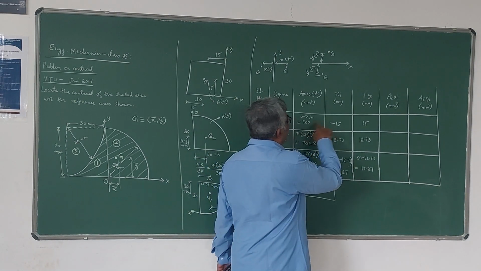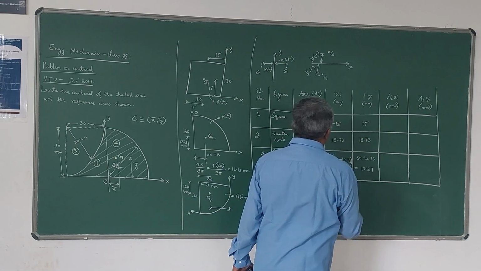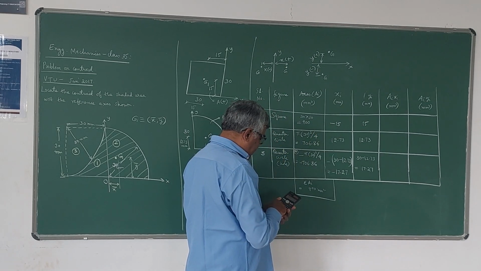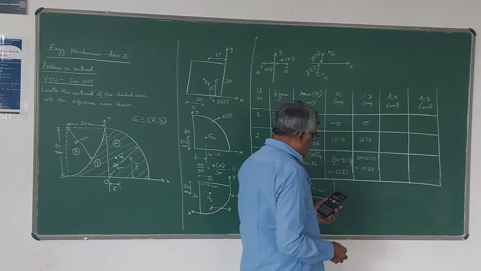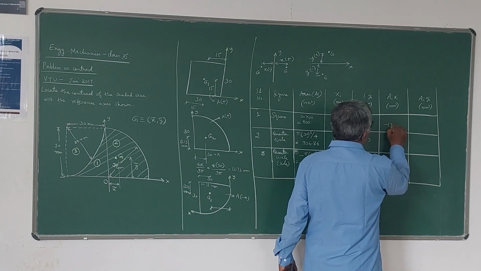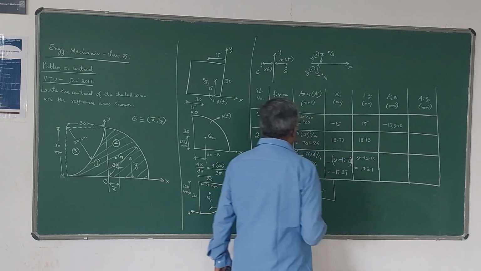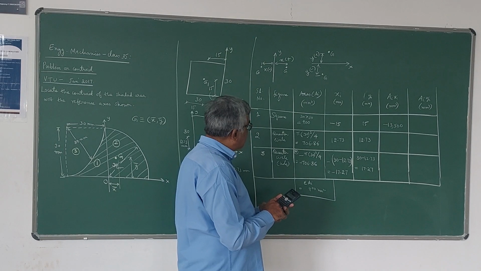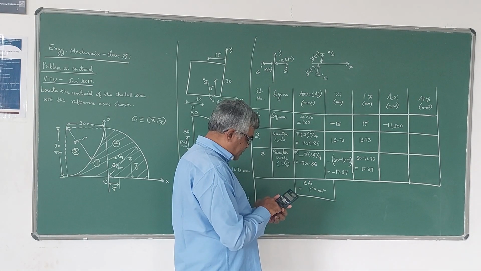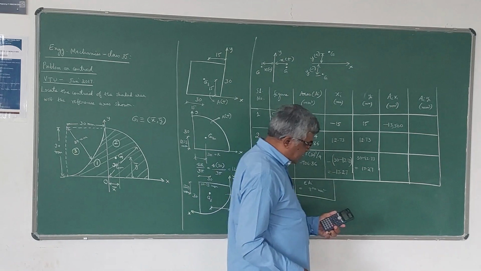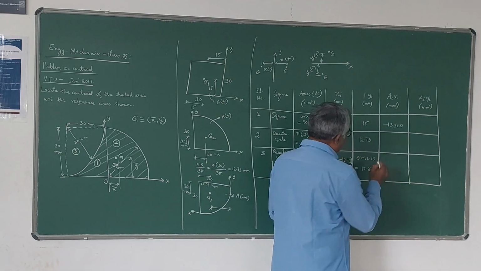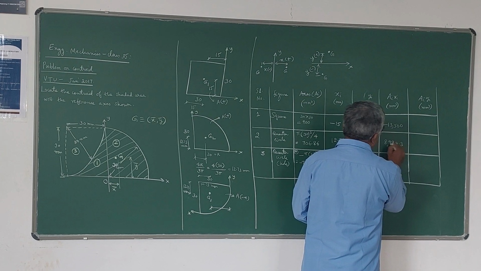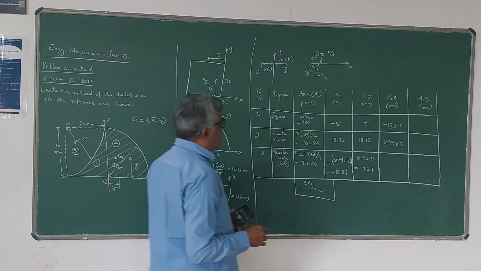Now multiply a with x, and you write here the AiXi value. For the first column, 900 into 15, but with a negative sign. So minus 13,500. That is the first value. Second value, 706.86 multiplied by 12.73. The answer is 8998.3. That is the AiXi value for the second one.